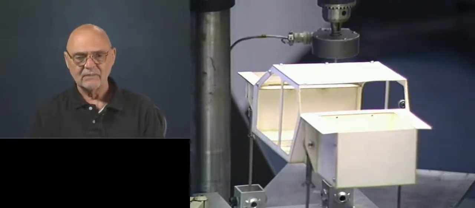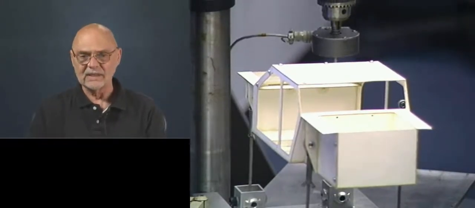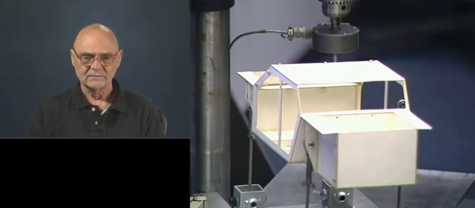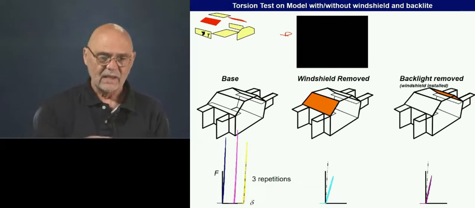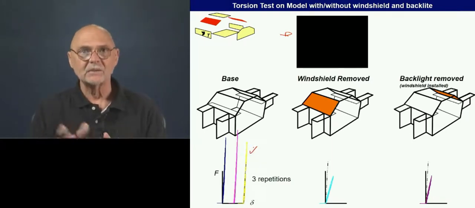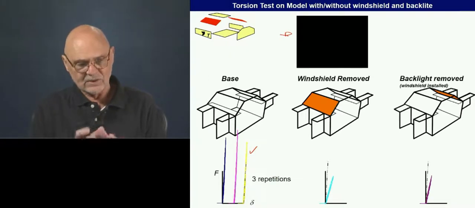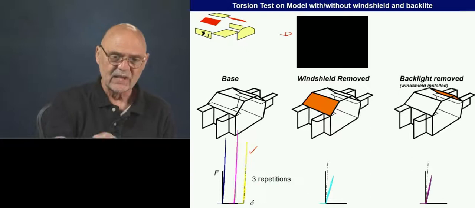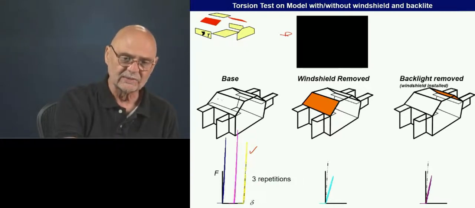I think in a minute we're going to be looking at the backlight area. So here now is the backlight, and you can see that same basic pattern where we're getting that diamond shape. Okay, and here are the load deflection curves. Here we're not trying to quantify it. We're just looking at the slopes of these three lines. This one has the windshield in it.